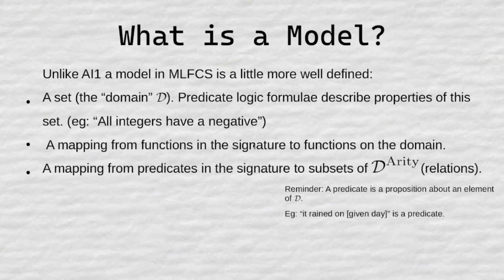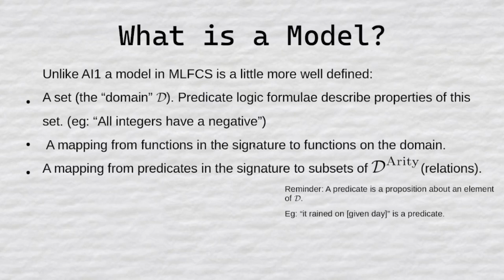Let's jump into it. Firstly, what is a model? This is the thing that we're going to be using a lot throughout predicate logic to define this conversion. So unlike AI1, the word model in math and logic is a little more well defined. It's got three parts. It's got a set called the domain, D. Predicate logic formulae describe properties of this set.